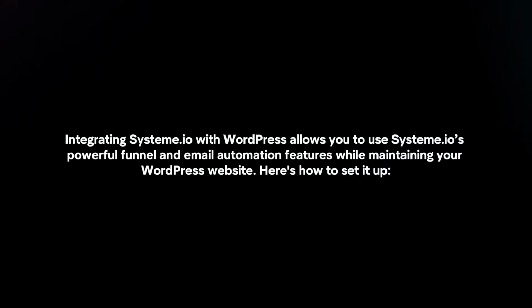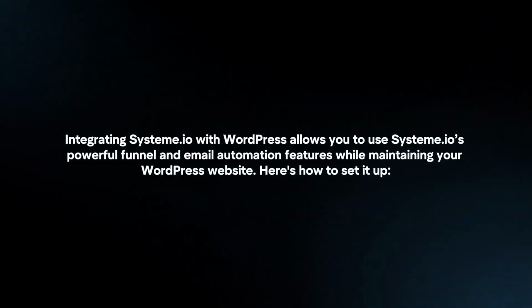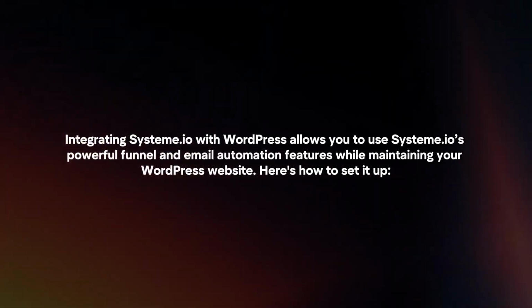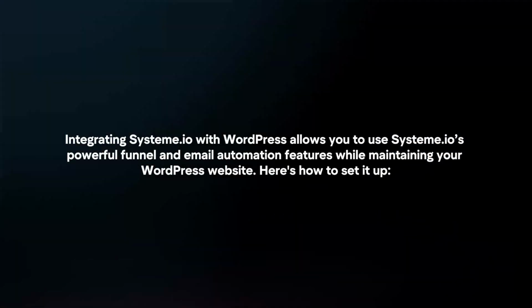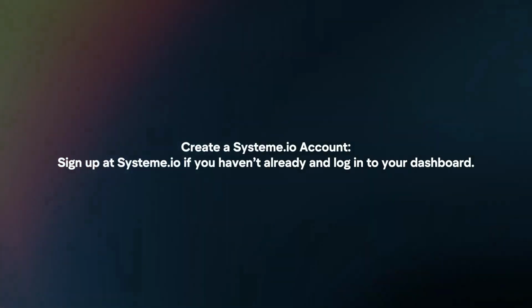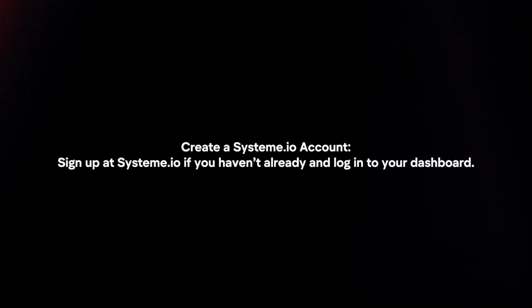Integrating System.io with WordPress allows you to use System.io's powerful funnel and email automation features while maintaining your WordPress website. Here's how to set it up. Create a System.io account. Sign up at System.io if you haven't already and log into your dashboard.